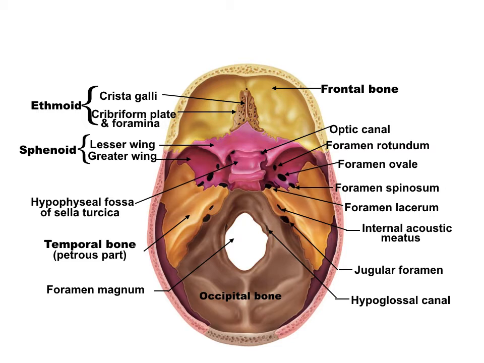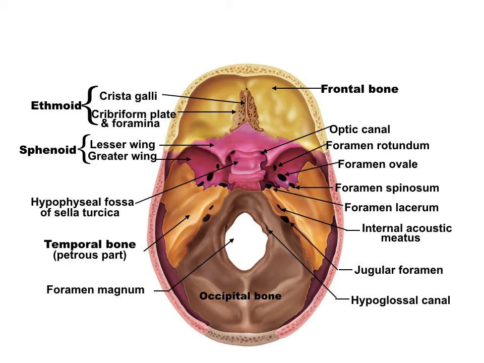Lots of foramina to see here, from anterior to posterior optic canal, followed by the roundish foramen rotundum, then foramen ovale, oval-ish. Spinosum is a small one. Most medial, lacerated, would be the foramen lacerum.